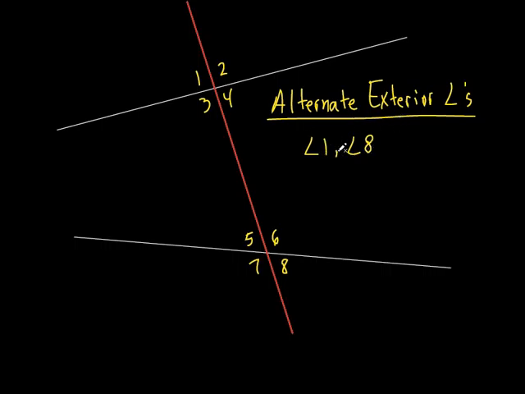What's another pair of alternate exterior angles? 2 and 7. Good, because 2's exterior and 7's exterior. They're completely opposite each other. So angle 2 and angle 7. They would be alternate exterior angles. It's easy to see, isn't it? We haven't done any math at all, have we?